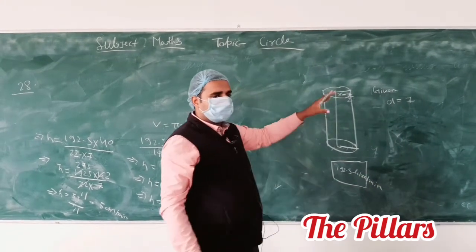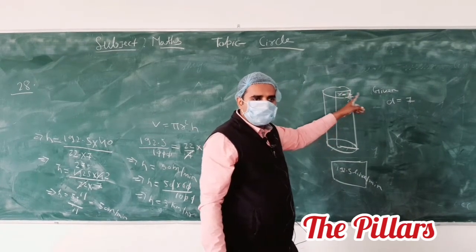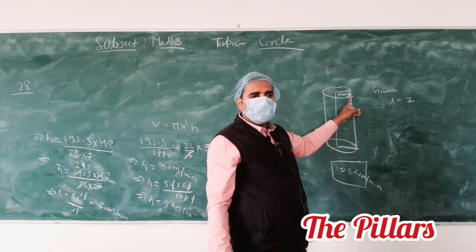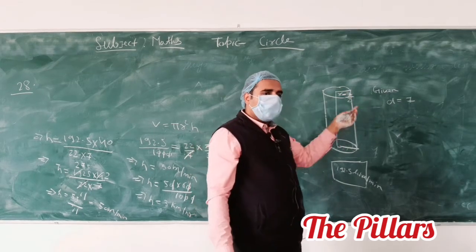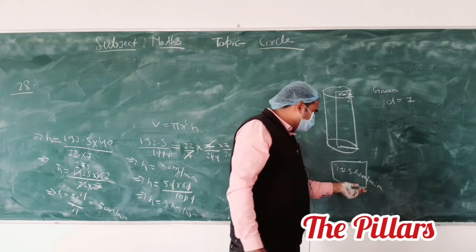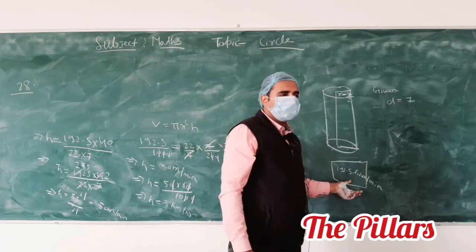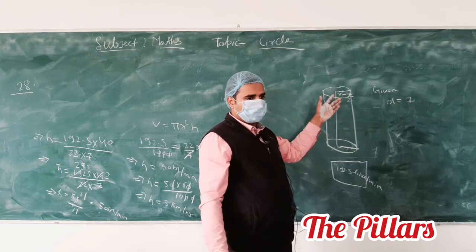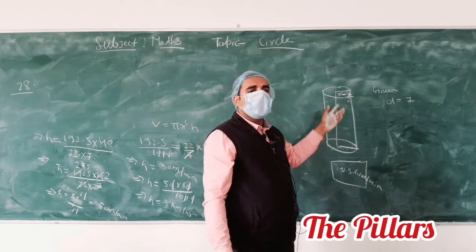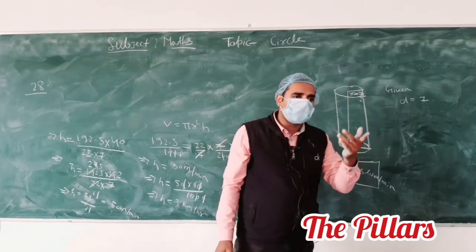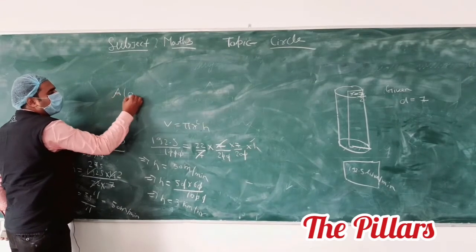The question says that suppose you have a cylindrical pipe whose diameter is 7. It means the radius is 7 by 2. If we collect the water from this pipe, the water collected in 1 minute is 192.5 liter. The question asks: what is the speed of water? It means we have to calculate the height.